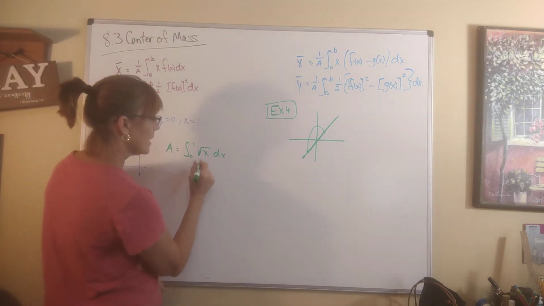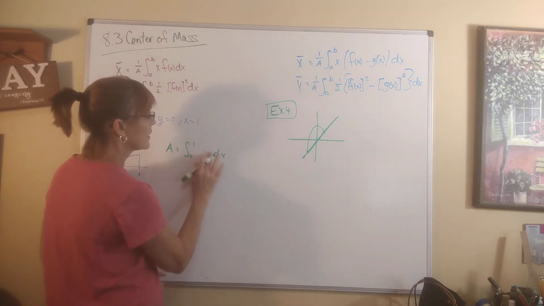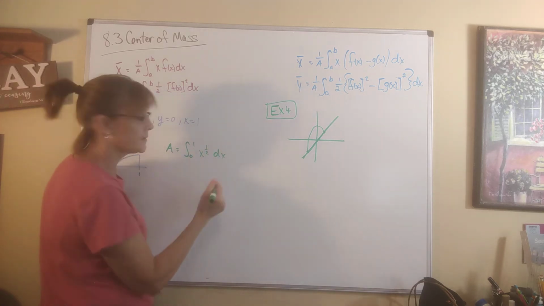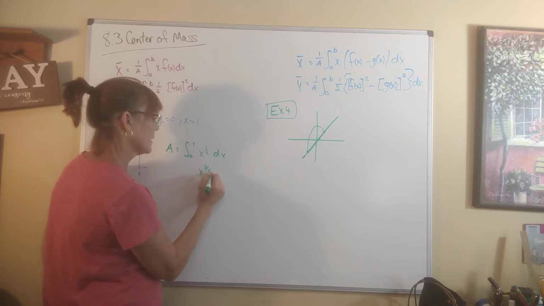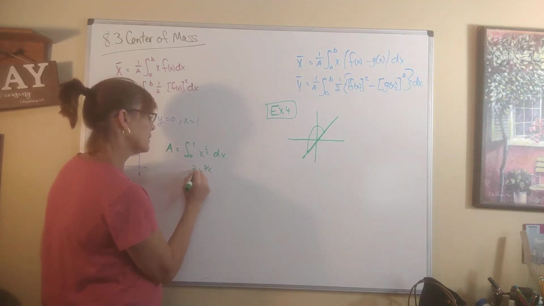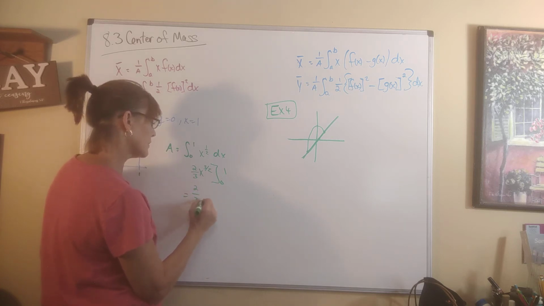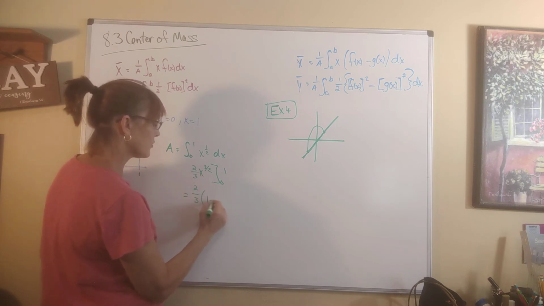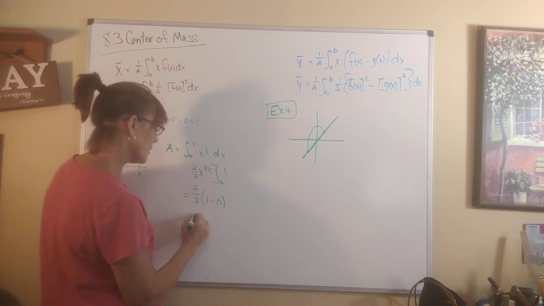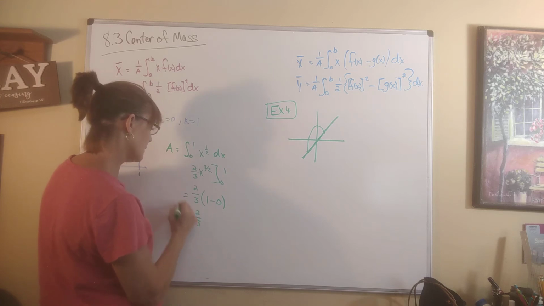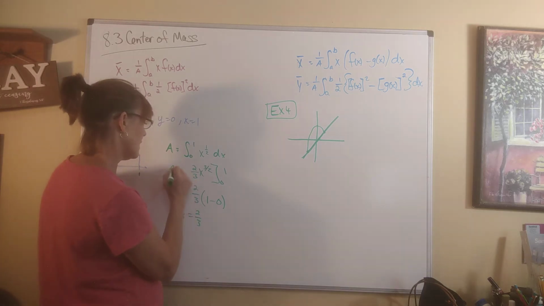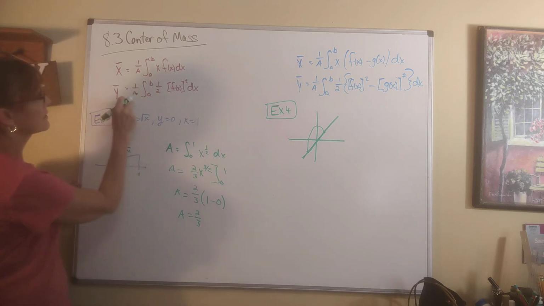This is x to the 1/2 if I want to write it like that, which I do. So that becomes x to the 3/2 divided by 3/2, which is multiplied by 2/3, and we evaluate it from 0 to 1. So this is going to become 2/3 times 1 to the 3/2, which is 1, minus 0 to the 3/2, which is 0, or 2/3 times 1, or 2/3. That is what this area A is equal to.